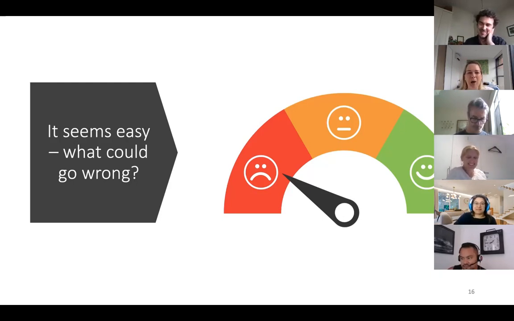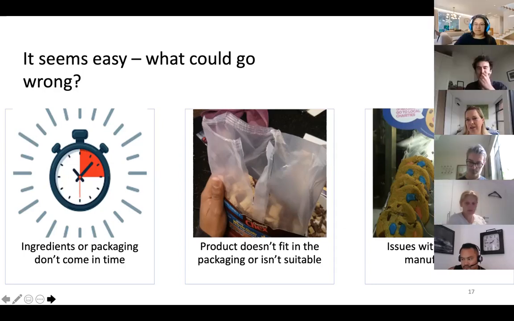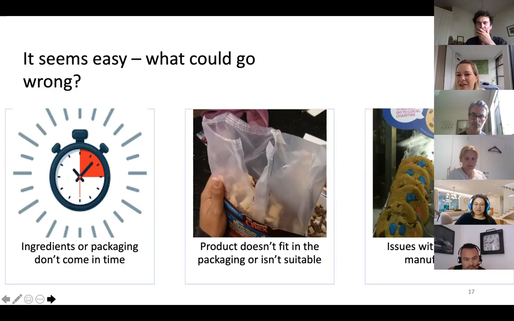So I wanted to highlight some of the challenges that can happen. Probably that's a really bad example, but you know, things happen. So like I said, it seems easy. What could go wrong? The main one that I've spoken about is the timelines, when things don't come in on time.